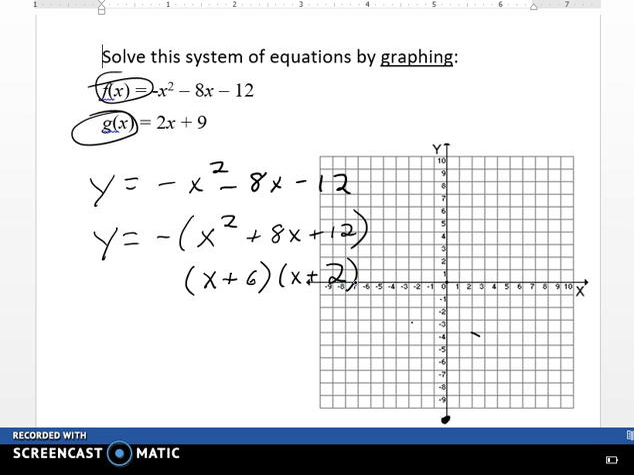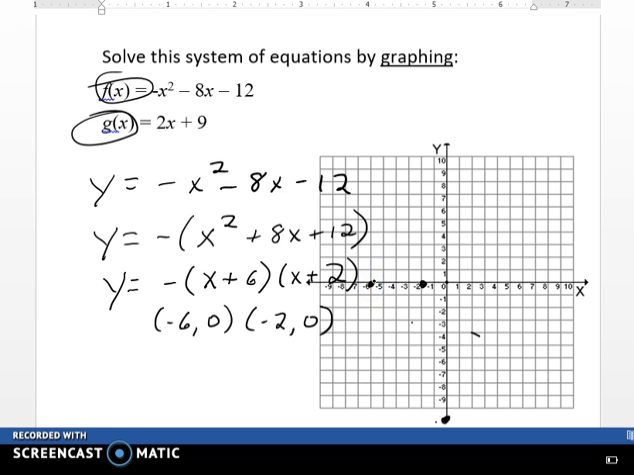And if you don't believe me, you can do 6 times 2 and you get 12. You can do x times x and you get x squared. And then when you do the outside inside of your foiling, you have 2x plus 6x. That gets you this 8x here. So I got that right. Don't forget that negative on the outside. So this tells me that my x-intercepts are going to be (-6, 0) and (-2, 0). So on my graph I have (-2, 0) and (-6, 0).